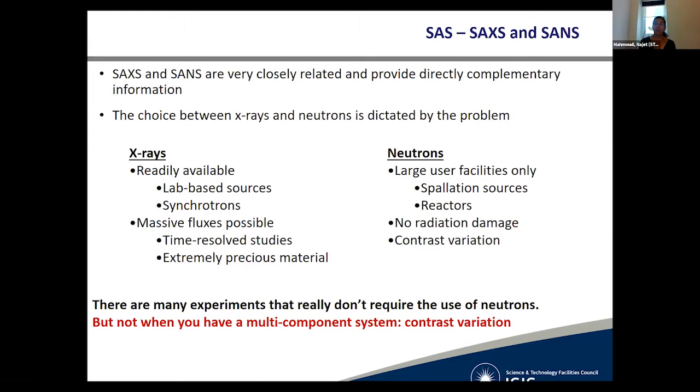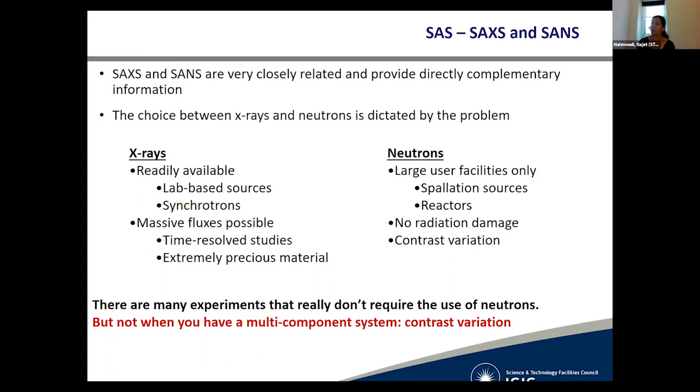X-rays have massive fluxes compared to neutrons, and that is really very useful to study time-resolved systems, especially in kinetics, but also in systems where we have very little material, such as, for example, in biology, that's widely encountered.